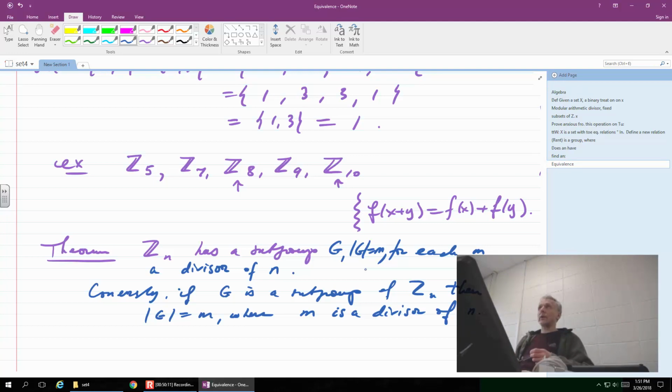I guess this would be, in order, an example of a group that has n elements, but not... well, I'm out of time, I'm sorry. Okay, so we'll just finish next time, sorry about that.